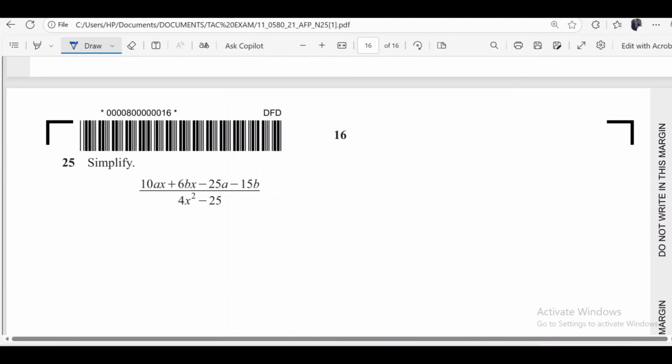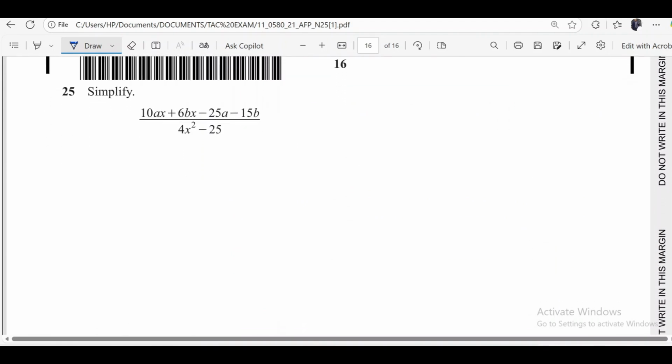Now we are coming to question number 25. We want to simplify this algebraic fraction. So looking at the first two, between 10 and 6, 2 is common, and then there is x also. So 2 times 5 is 10, so we have 5a plus 2 times 3 is 6. Okay, 25 and 15, 5 is common. 5 times 5 is 25, and we have a. And then there's plus 5 times 3 is 15.